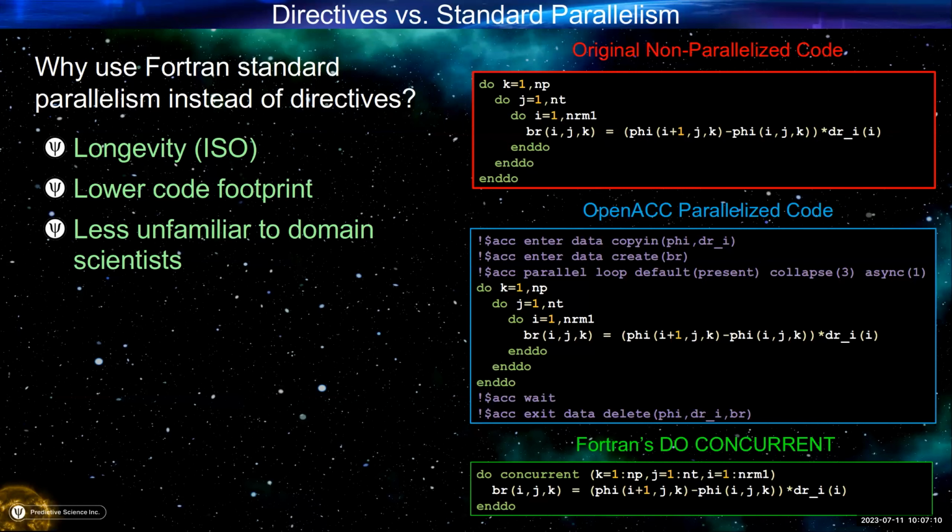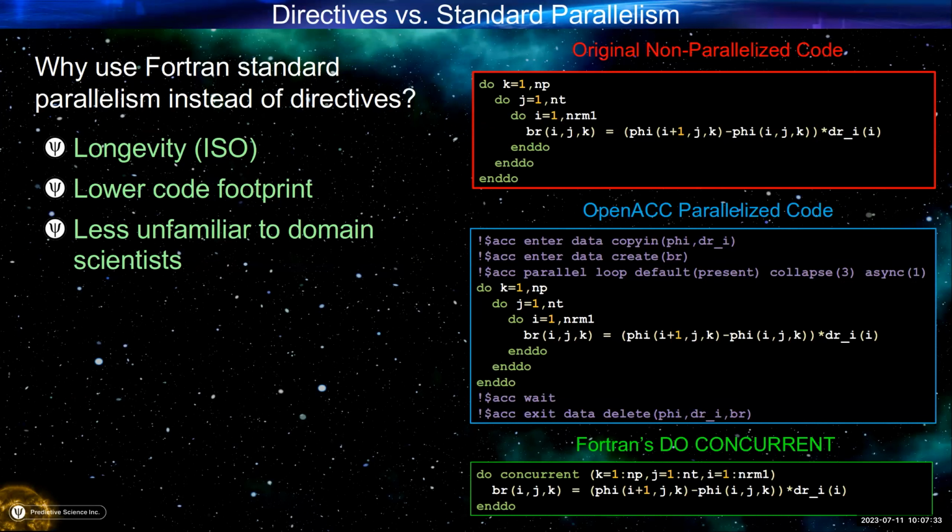It's also a much lower code footprint. If you look at these examples on the right, this is the same code using the original non-parallelized code, with OpenACC pragmas to put it on the GPU, and then do concurrent on the bottom. So not only do you not have to have all these pragmas, but you also collapse the loops down, and it's a much lower footprint.